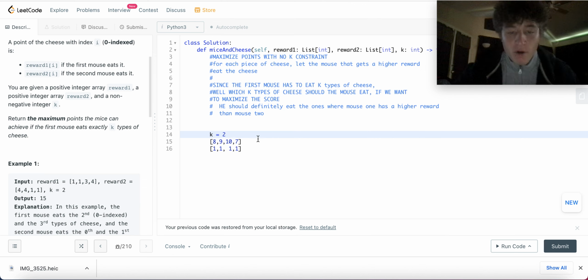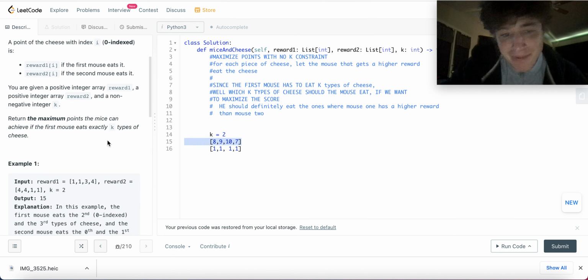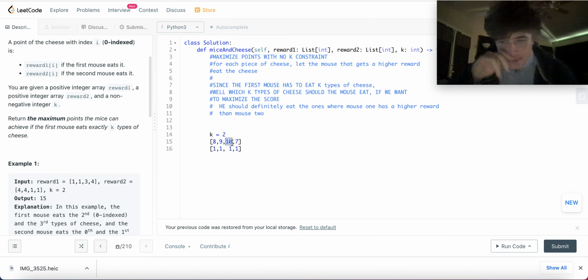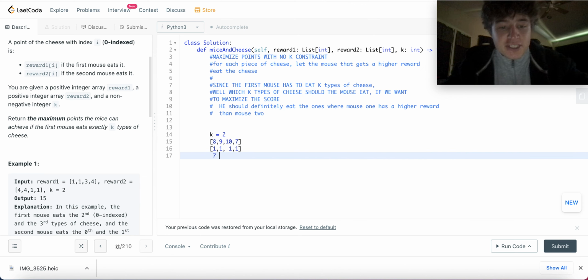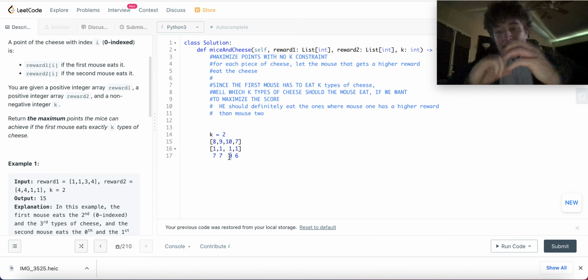Mouse one is going to get more for all of these, but he might as well do what? Well, he might as well choose the ones that are going to give him the most score because he can only choose two. So he might as well choose 10 and 9. It really comes down to the difference, right? The difference here is I get +7 for mouse one, +8, +9, and +6, right? 9 minus 1, so I might as well choose this one because it's a +9.